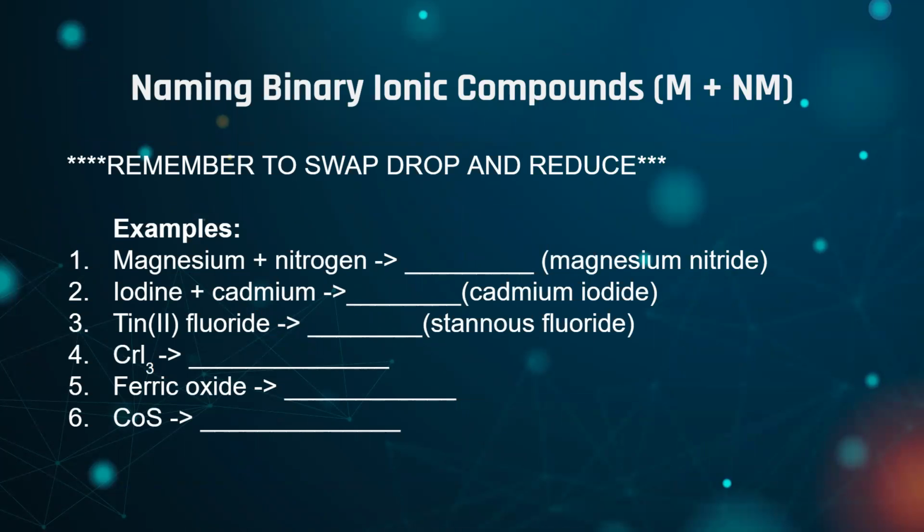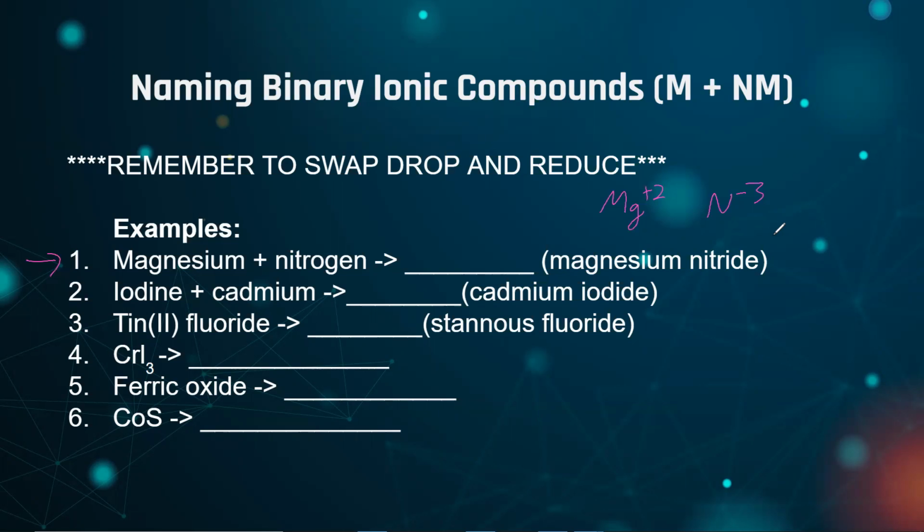So if you're going to name binary ionic compounds, and again, that's metal with a non-metal, we are going to have to swap, drop, and reduce if we're making the formula, or do the opposite of that if we're attempting to figure out the name. So looking at this example right here, we have magnesium and we have nitrogen. If you look at the periodic table, magnesium is in group 2, meaning it has a +2 charge. Nitrogen is in group 15, which means it has a -3 charge. And if you forgot why that is, there are certain elements, groups 1, 2, 13, 14, 15, 16, 17, and 18, that have definite charges in ionic form.